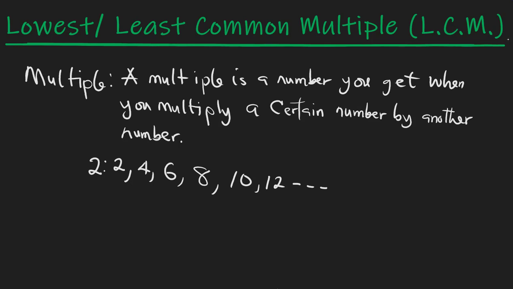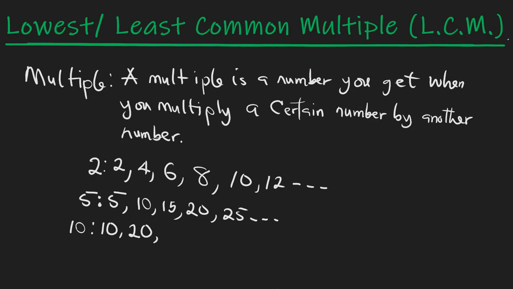Another one here is 5. What are the multiples of 5? The first one will be 5. 5 plus 5 is 10, 10 plus 5 is 15, 15 plus 5 is 20, 20 plus 5 is 25, and so on and so forth. Let's try one again. Find the multiples of 10. The first one will be 10. 10 plus 10 is 20. Keep on adding 10. Plus 10 will be 30, plus 10 will be 40, plus 10 will be 50, and so on and so forth.